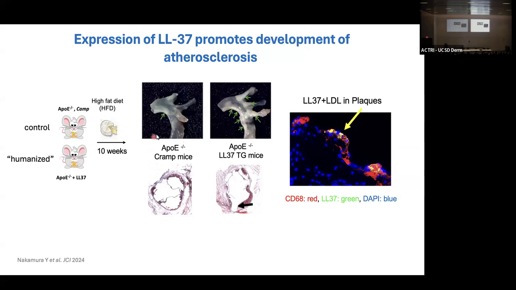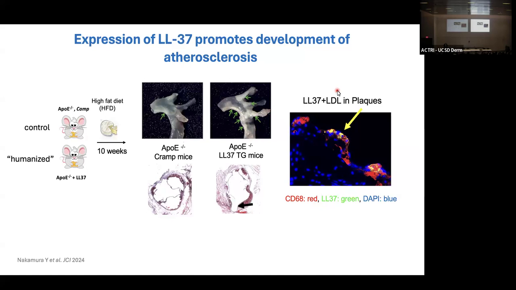This is an aortic arch from the mice, and hopefully you can see all these plaques just building up in the mice with LL37, the human one, but the mouse that has its normal antimicrobial didn't get so many. And when you look in the plaques themselves, you can see with two-color staining, green is the human antimicrobial, and red is CD38. So you get this yellow expression with the LDL, that it's being driven into the plaques that are building up in the mice.